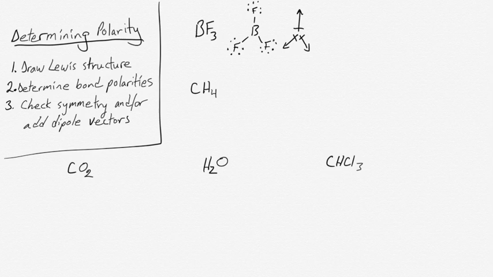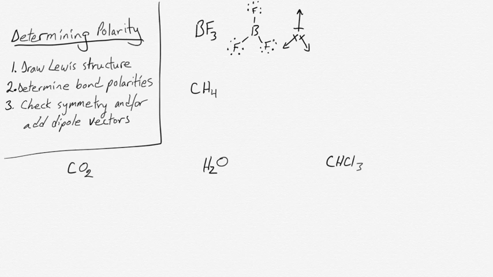And now we can decide whether or not the overall molecule is polar or not. We can do it 2 ways. We can do it symmetrically. We can say that each of these 3 polar bonds is arranged symmetrically around that central boron, and they're each going to cancel one another out because the magnitude of their dipole moments and the orientation of their dipole moments is exactly canceling one another.